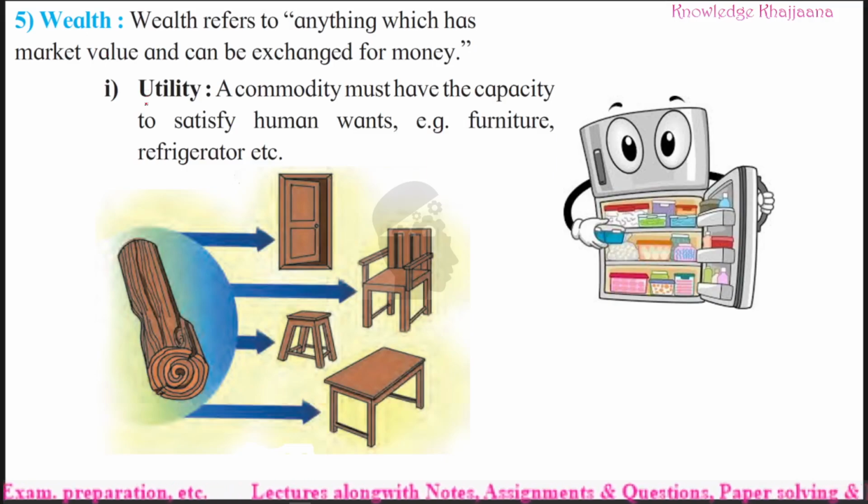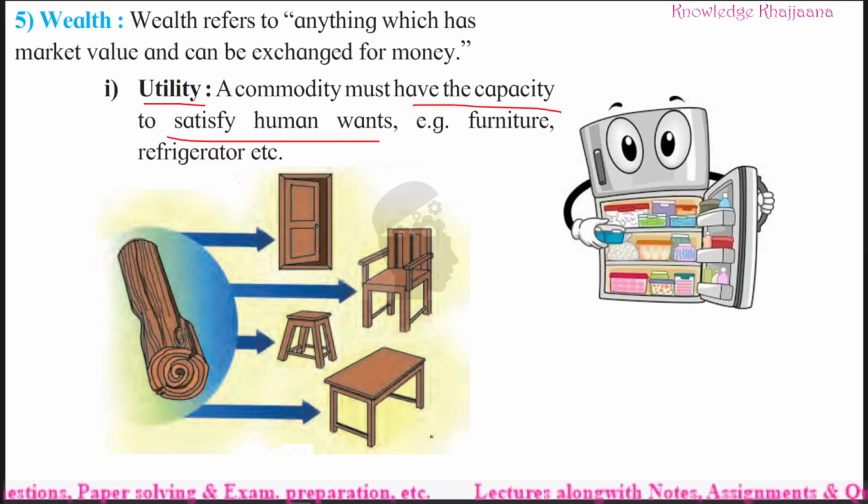See, the first characteristic is utility. What is meant by utility? Simply, you can consider utility as usefulness. A commodity must have the capacity to satisfy human wants. The commodity, whichever we are considering as wealth, which can be exchanged for money, which has market value, should have the capacity to satisfy human wants. Then only we can call it having utility.